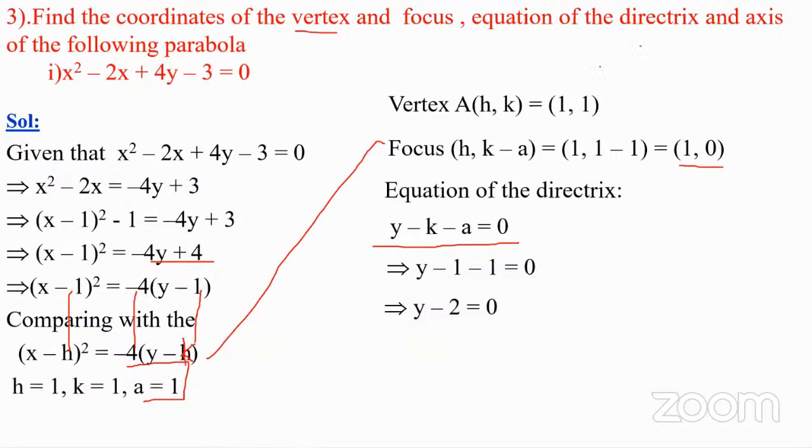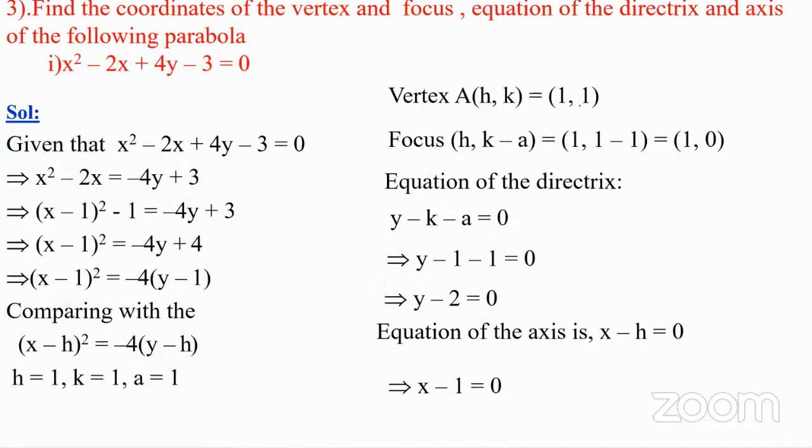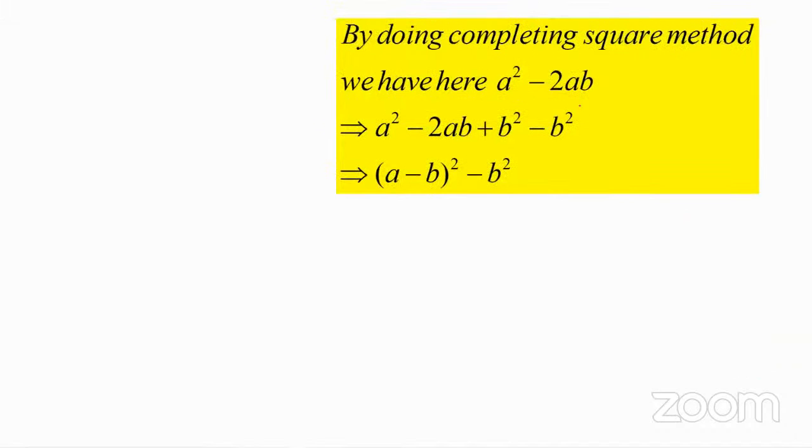And the axis of the parabola is x minus h equal to 0. The h value is 1, so you will get x minus 1 equal to 0. This is the way of solving for the vertex, focus, equation of the directrix and the axis of the parabola from the given equations. Similarly, we did the completing square method in the previous problem with x square, and now we are going to do another one with x square.